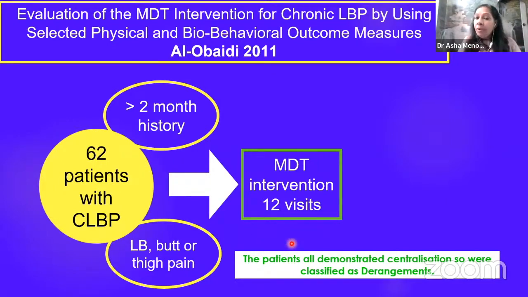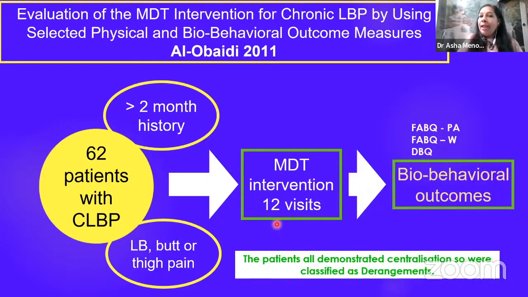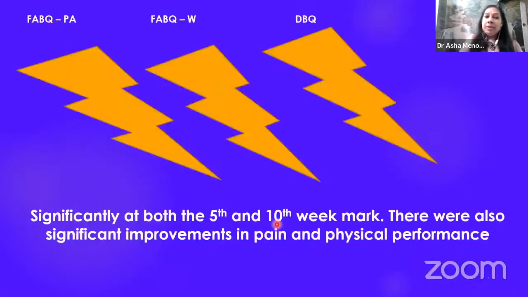The patients all demonstrated centralization, so they were classified as derangement. So although they showed centralization and although they were classified as derangement, they took a little longer in the intervention, and that is 12 visits. And various biobehavioral outcomes were seen. It was seen that at both the 5th and the 10th week mark, there were significant improvements in pain and physical performance of the patients.